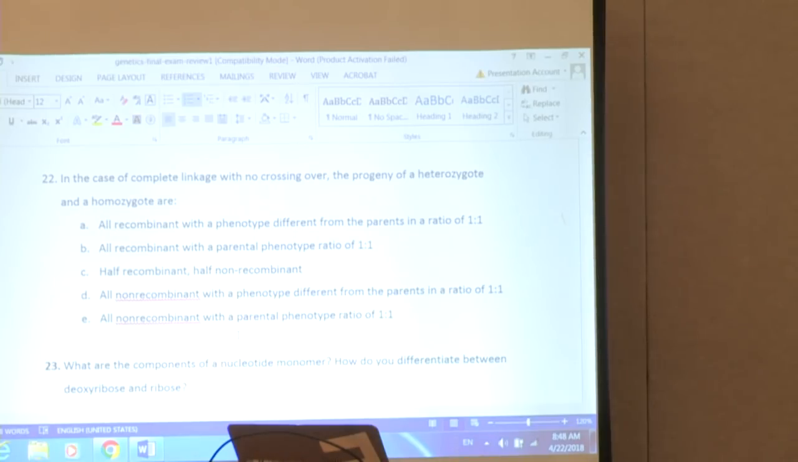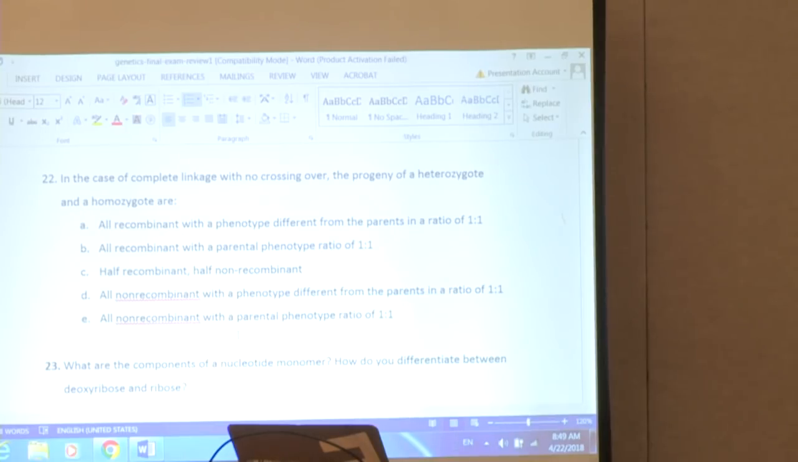So in the case of complete linkage with no crossing over, the progeny of a heterozygote and homozygote are... Yeah, really good. Thank you for that. So it is E. To answer this question, you would need to know what complete linkage means, right?